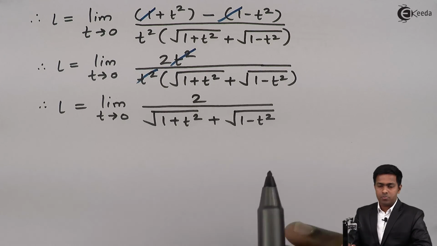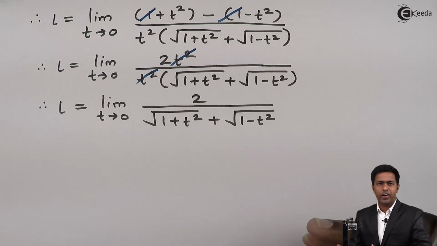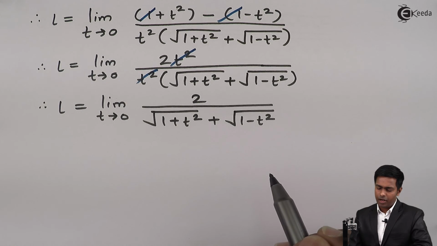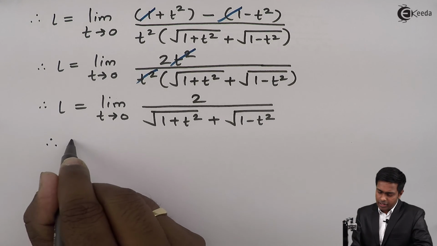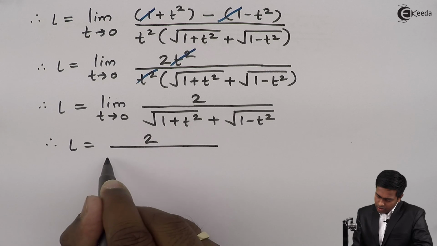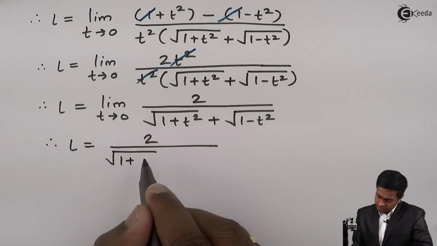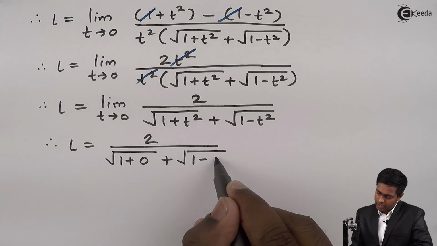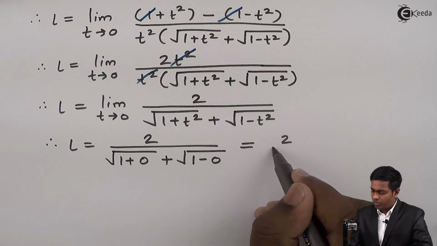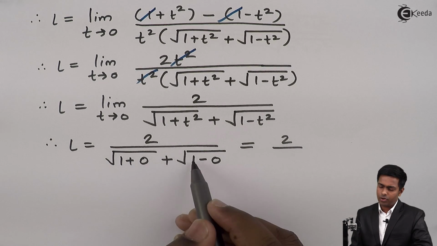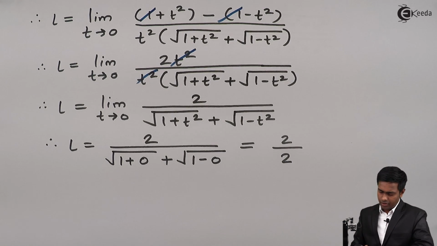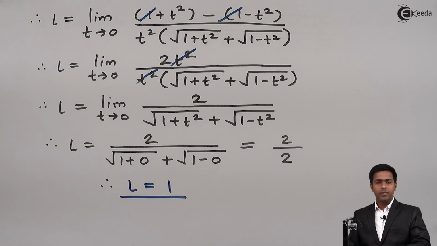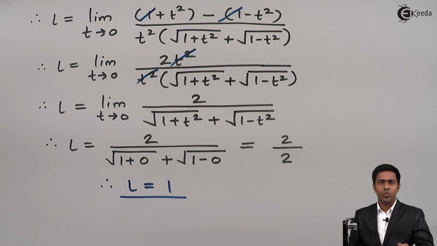If you observe again, we again have an algebraic function. So here we will again apply the direct method and check what we get. By direct method we get L as 2 upon square root of 1 plus 0 square, that is 0, plus square root of 1 minus 0 square, that is 0. So we get 2 in the numerator, square root of 1 is 1 plus square root of 1 is 1, that is 2, and we get the value of L as 1. So the value of the given limit is 1. Thank you.